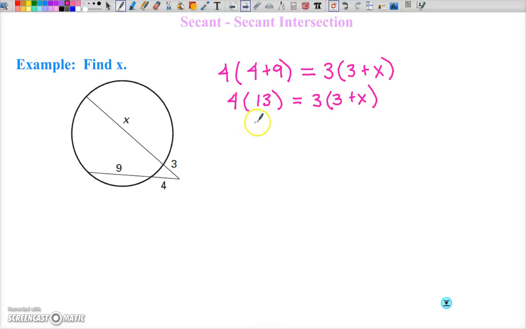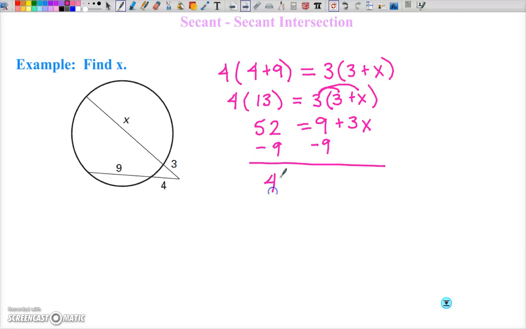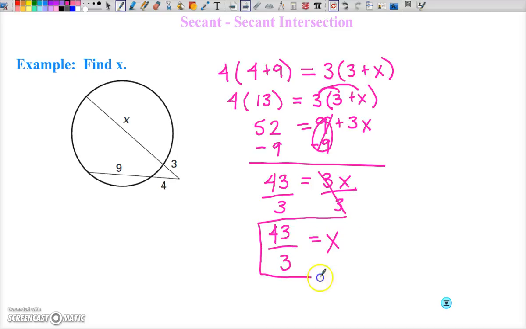4 times 13 is 52. I'm going to distribute the 3 here to get 9, and then distribute the 3 here to get 3x. I'm going to subtract 9 from both sides of the equation to get 43 equals 3x. This becomes a 0. So we then divide by 3. And this does not divide out evenly on the left-hand side, so I'm just going to leave it as 43 over 3. It doesn't work out very pretty, so I'm just going to leave that.